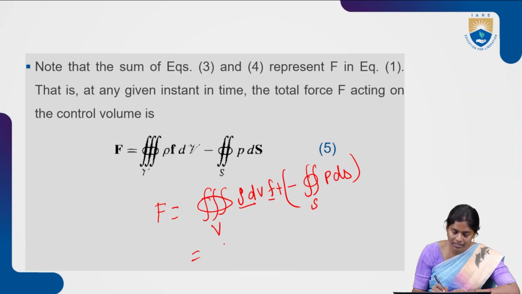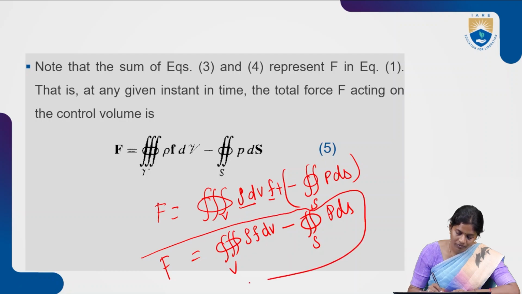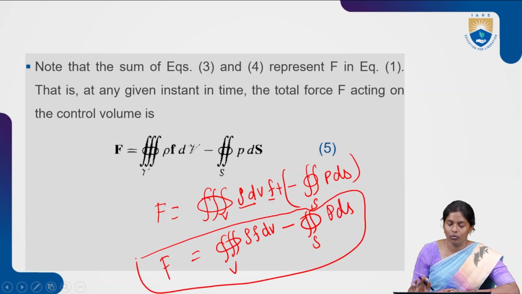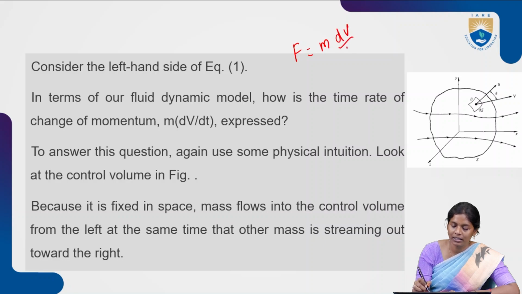So this one we can write as a volume integral of rho F dV minus the surface integral of P dS. So this is the total force acting on a control volume, right? So now we have an equation that force F equals m into dv by dt. That is nothing but m into a we have written, right?